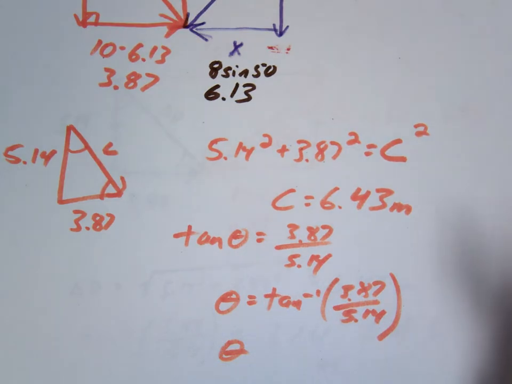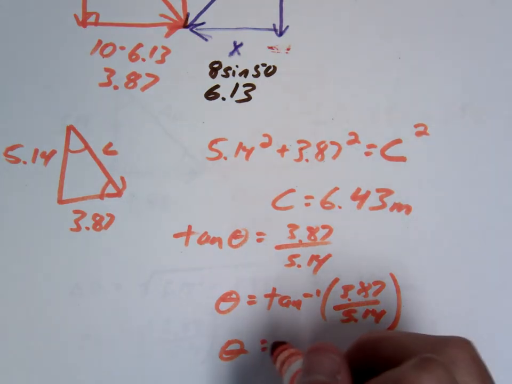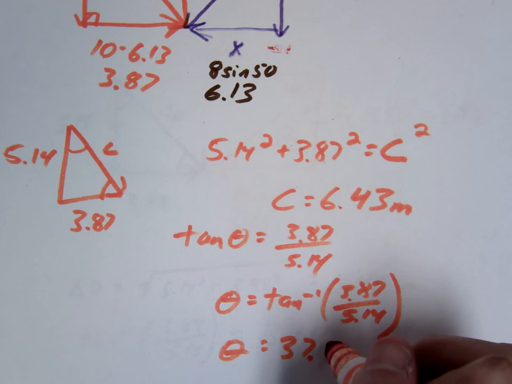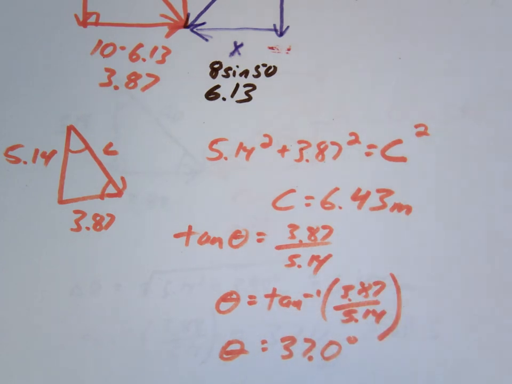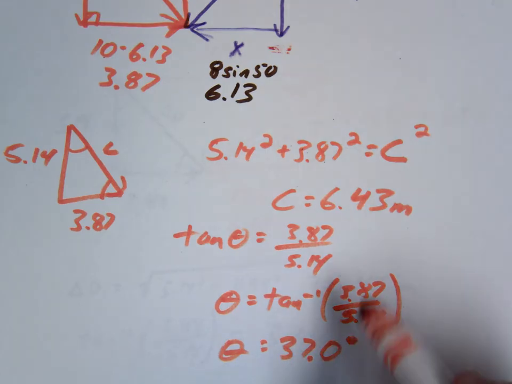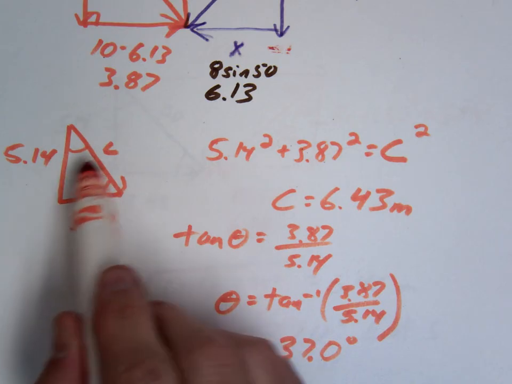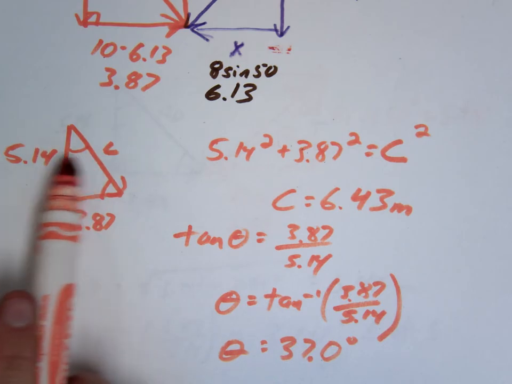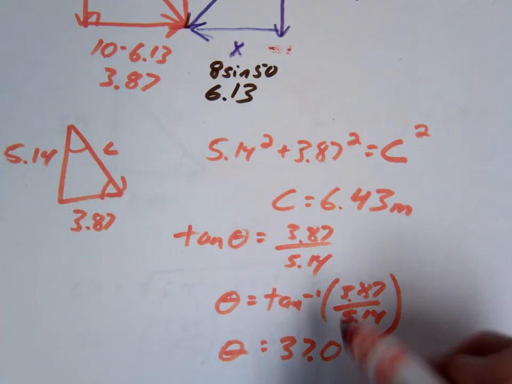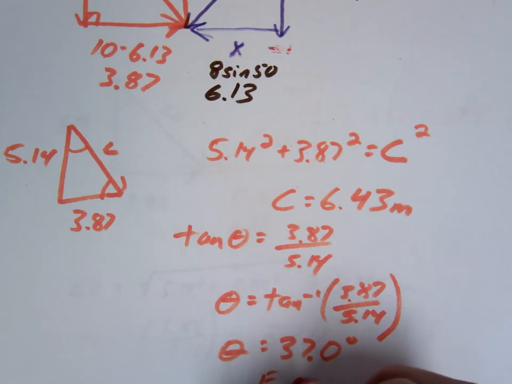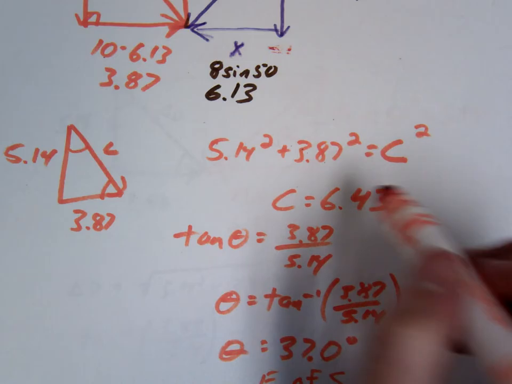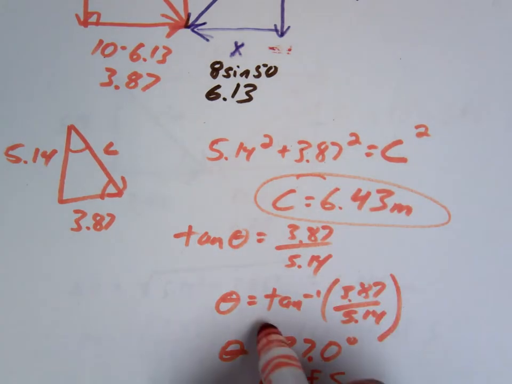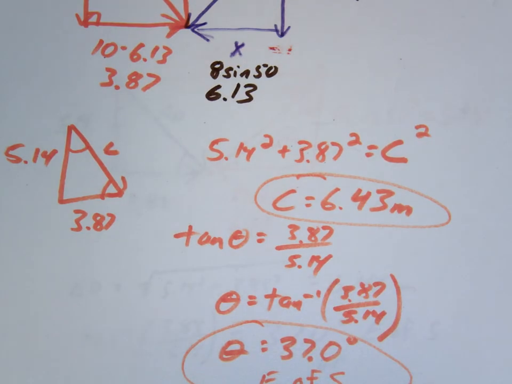And what do we get for theta? 37? Okay, and taking a look at this angle here, how are we going to describe this angle? Is this south of east or east of south? East of south. Okay, so our answer is 6.43 at 37 degrees east of south.